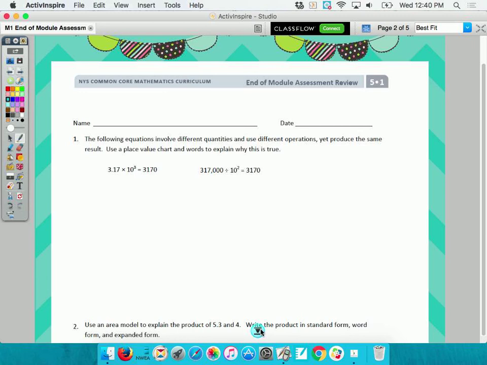okay? Says the following equations involve different quantities and use different operations, yet produce the same result. Now, would you like me to repeat that in words you can understand? Yes. Okay. So this first problem is multiplying by 10 to the third, and we got 3,170 for the answer. The second problem is dividing by 10 to the second, and we got 3,170 for the answer. Now, how is that possible? Any ideas?